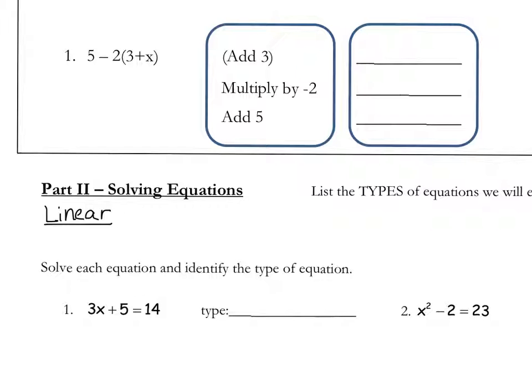So when I solve a linear equation, I have just a plain x in the equation. Actually, number 1 is an example of this. You can see that there's just an x. It's not squared. There's no square root. It's just a plain old x. That would be a linear equation.